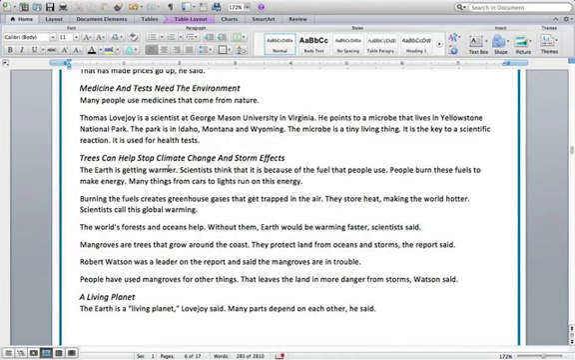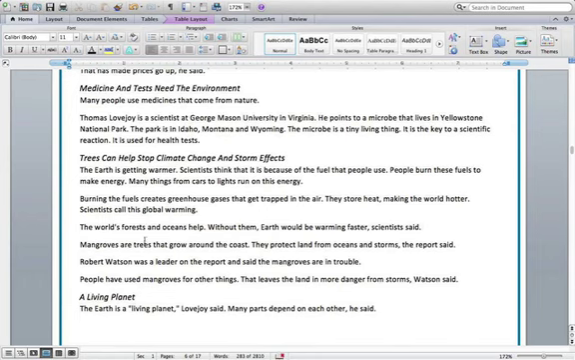Trees can help stop climate change and storm effects. The Earth is getting warmer. Scientists think that it is because of the fuel that people use. People burn these fuels to make energy. Many things from cars to lights run on this energy. Burning the fuels creates greenhouse gases that get trapped in the air. They store heat, making the world hotter. Scientists call this global warming.